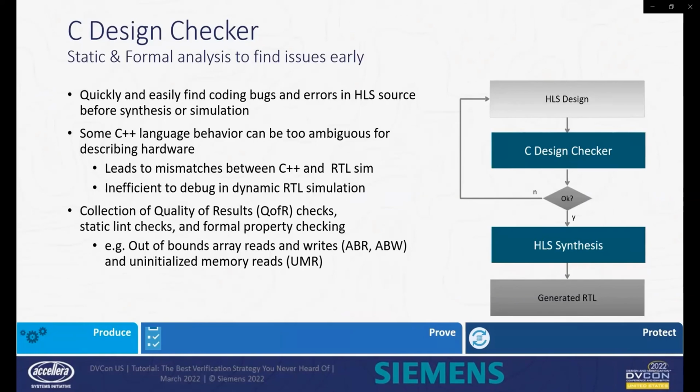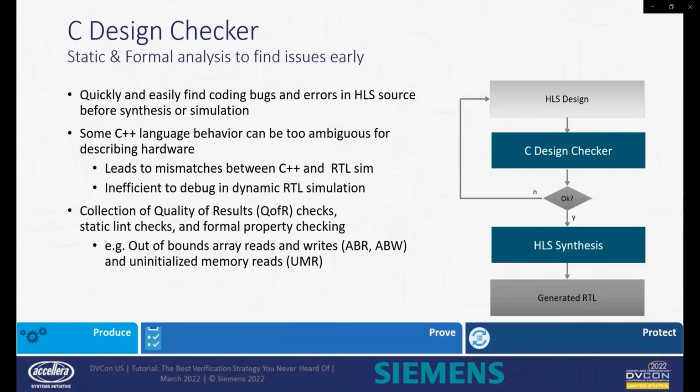The motivation here is it's possible to write your pre-HLS source in such a way as to be ambiguous when it comes to describing hardware. Ambiguities that could lead to mismatches between the behavior of the HLS model and the post-HLS RTL. And it's not only inefficient to debug these in RTL simulation, yet also too late in the verification cycle.